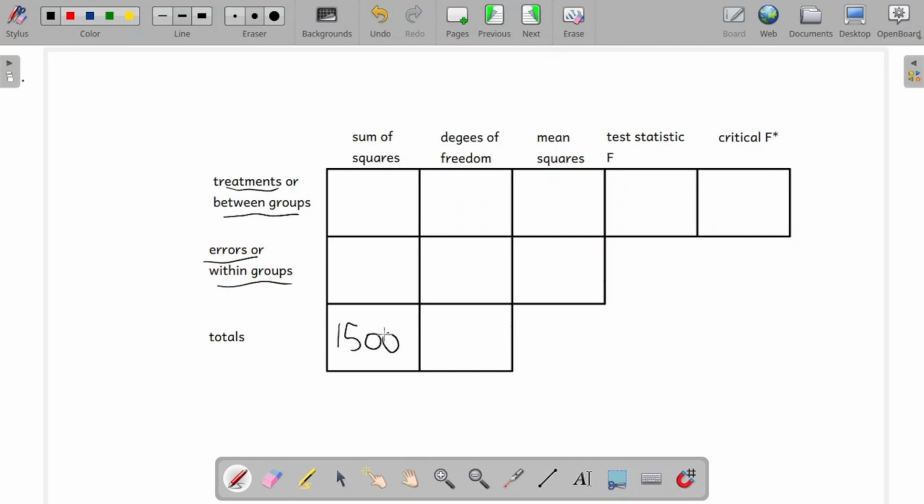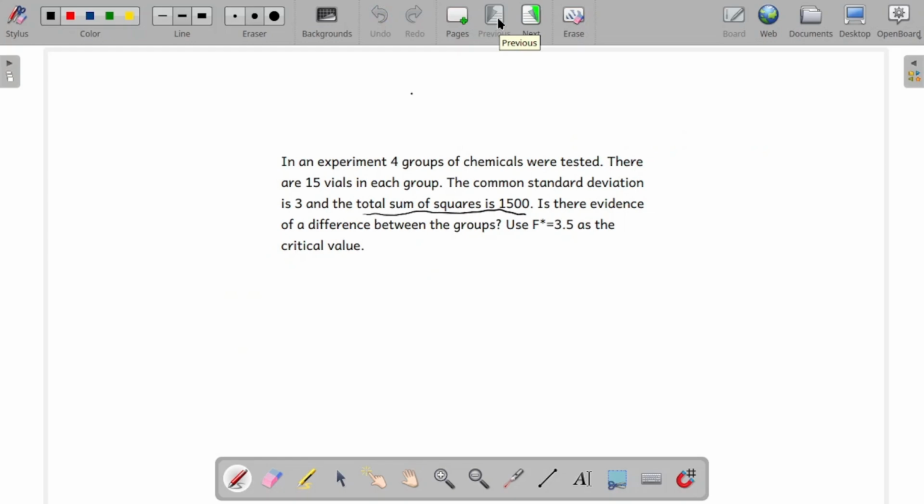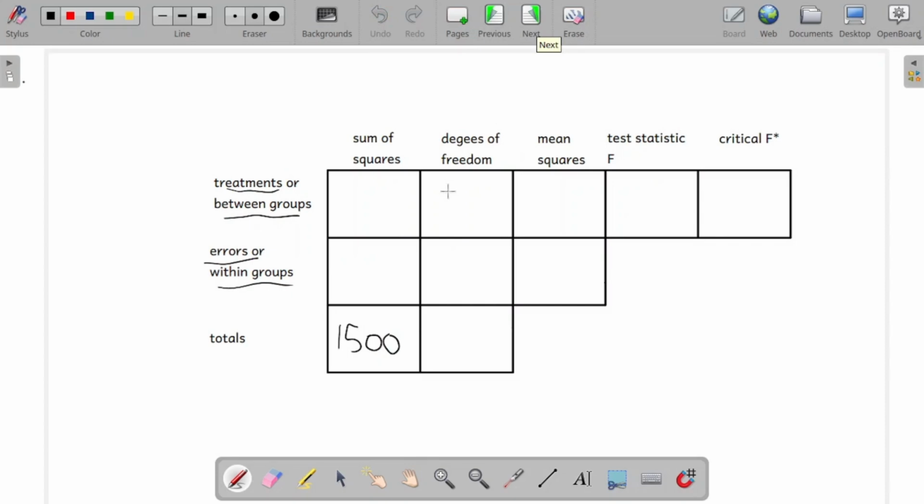Now let's go back and take a look at the previous. What else do we know? We've got 4 groups of chemicals. So this is going to provide us the degrees of freedom for treatments, which, as you recall, is K minus 1. So what do we have? We have 4 minus 1, which is 3, obviously. So that's going to go here.